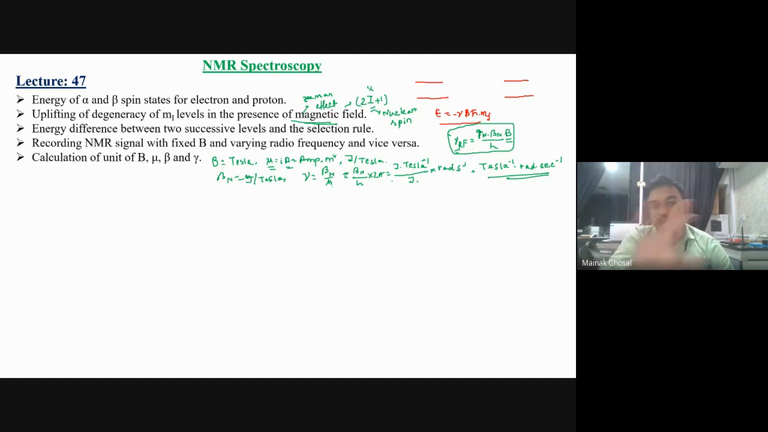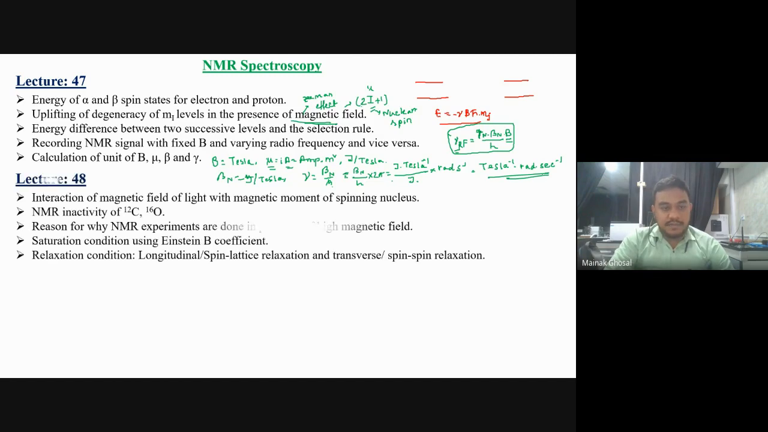So this was the discussion in lecture 47: the basic description of all the terms, how the degeneracy is broken, and how many ways you can measure the NMR spectrum. In the next one, there was the concept of the interaction of the magnetic field of light with the magnetic moment of a spinning nucleus, and also it was shown that NMR activity of nuclei like C12, 16O, etc.